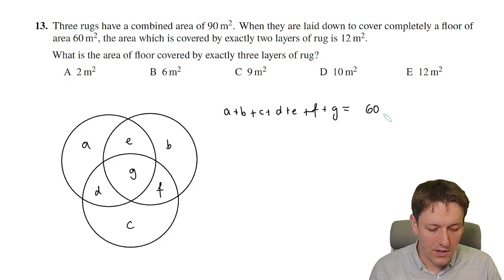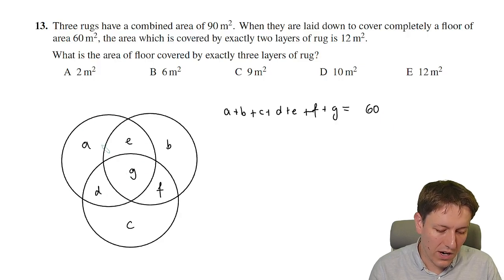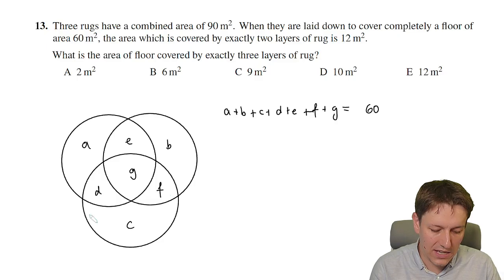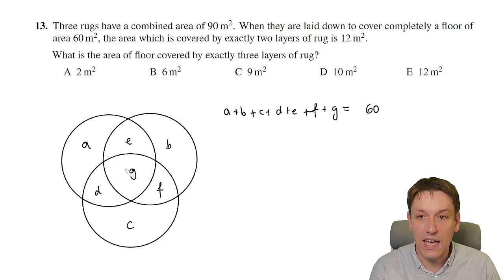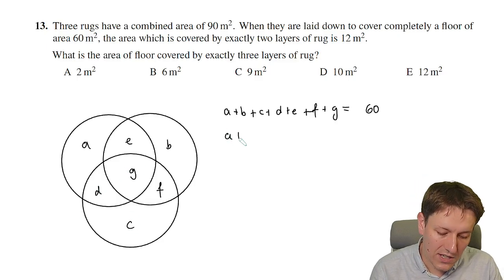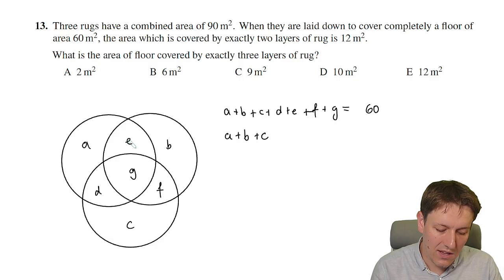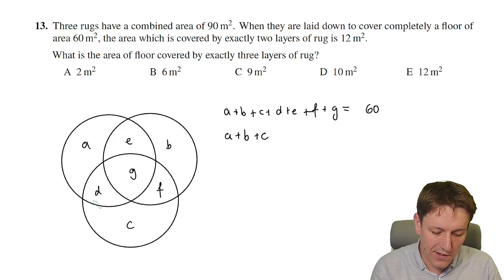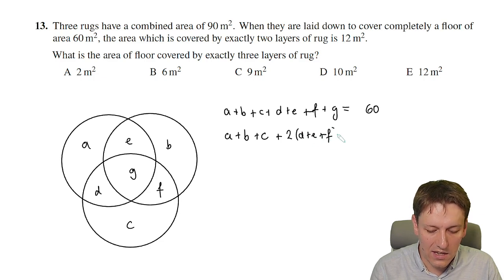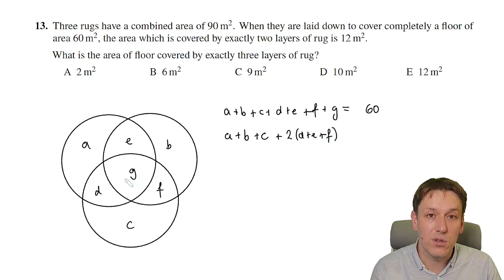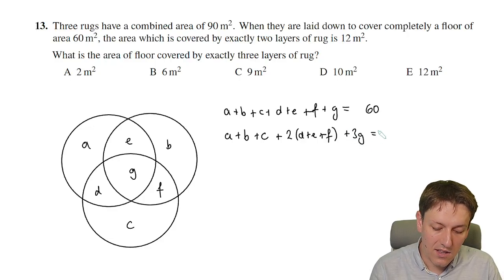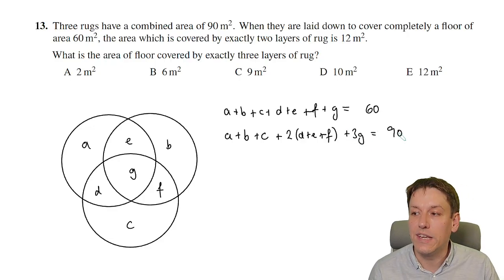So to get the first rug, I'd add A, D, E, and G together. The second one, B, E, G, and F, and the third one, D, C, F, and G. So effectively, I would be counting the parts that have 1 layer once. The D, E, and F are each in 2 rugs, so I would get 2 lots of D, E, and F, and then G would be counted 3 times because it's counted on all 3 rugs, and that would give us a total of 90.